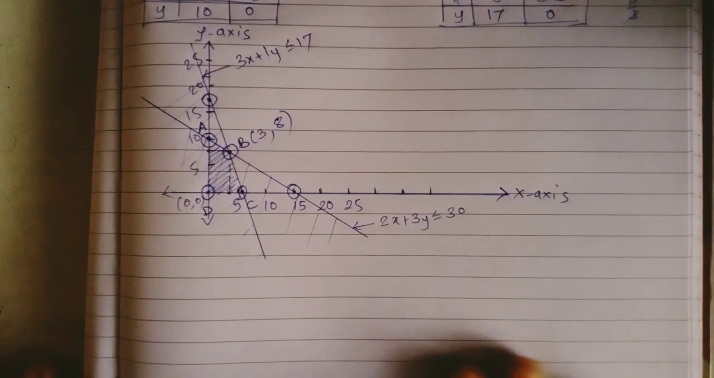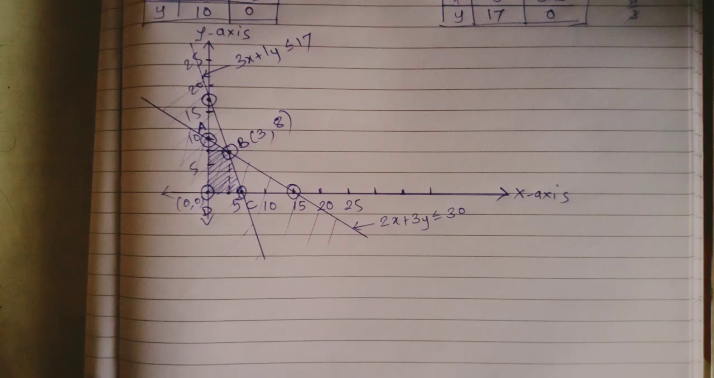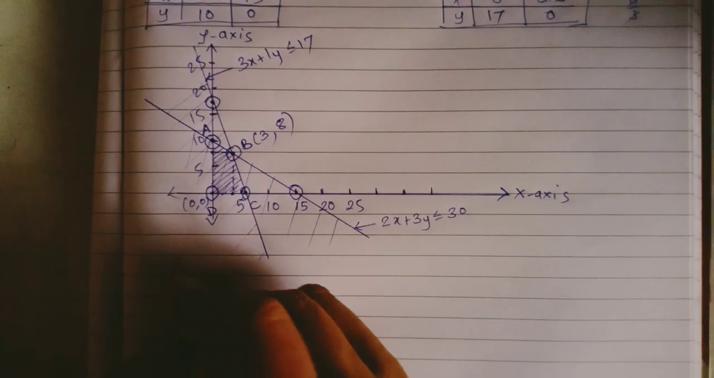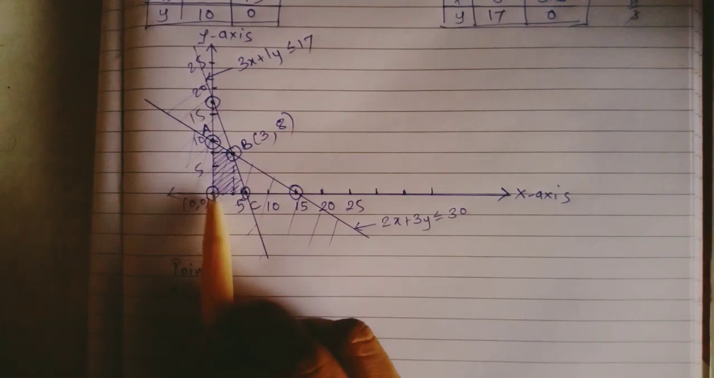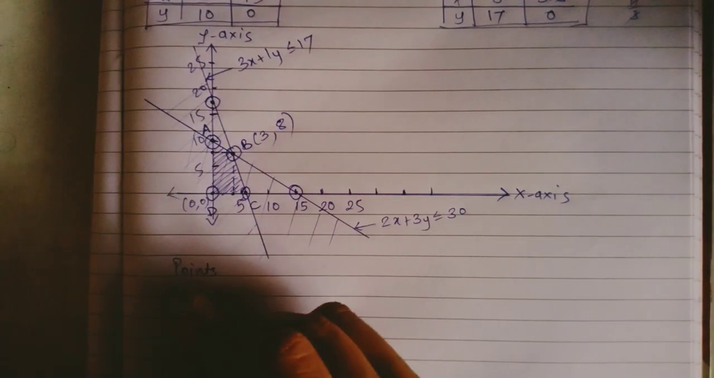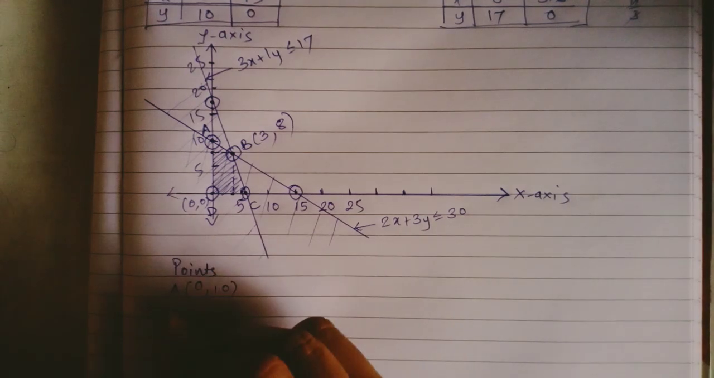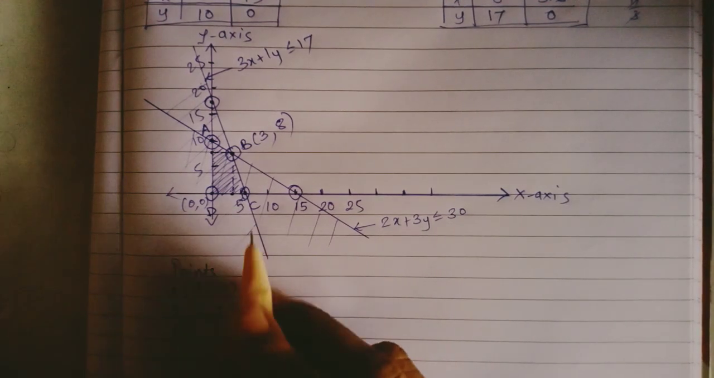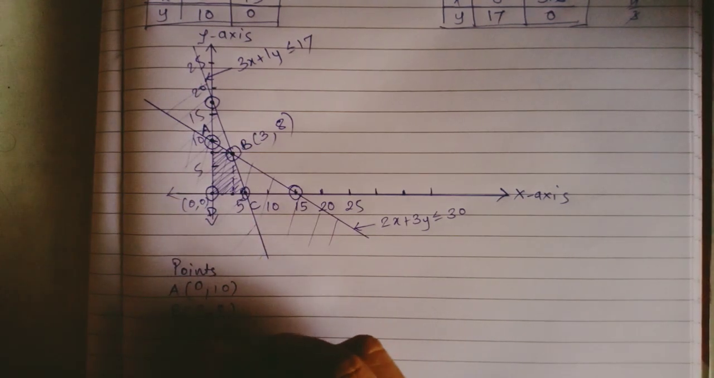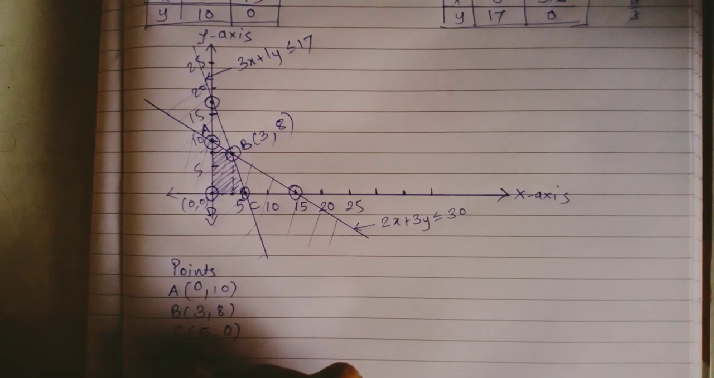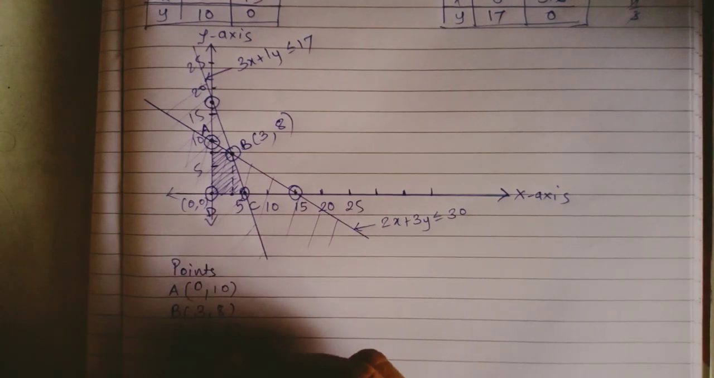Okay. Now you have to write the points. A point is (0, 10). B is (3, 8). C is (5, 0) and D is (0, 0).